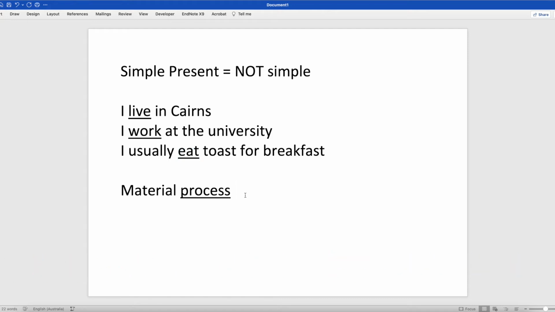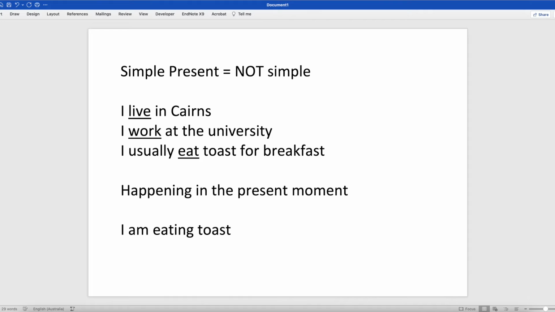So if we wanted to say something is happening in the present moment, then we would say, I am eating toast. So the process of eating is happening right now, not in the past, not in the future, but now, at the present moment of speaking.